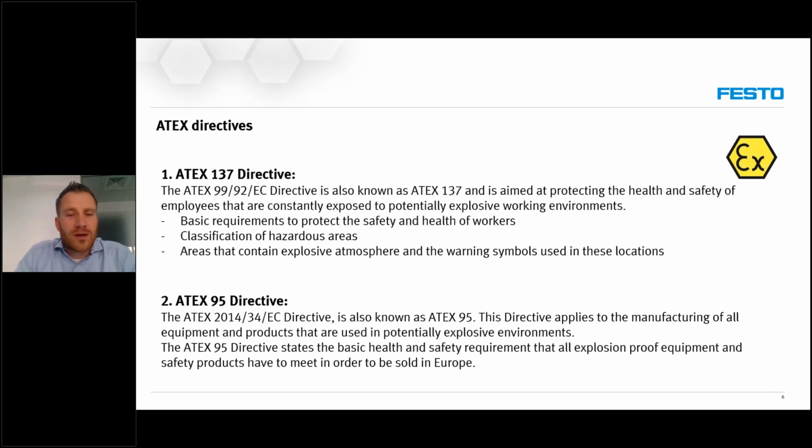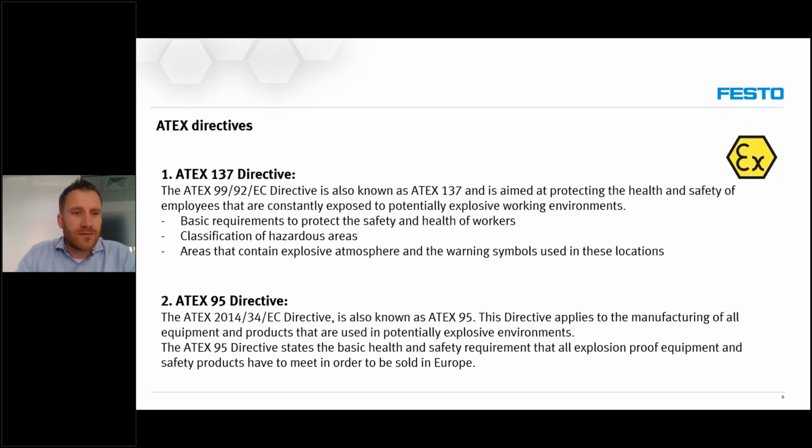For those who are not really familiar with these directives, ATEX is split into two directives, as you can see on the screen. The first, ATEX 137, is mainly focused on the health and safety of employees within companies and organizations. This does not have a direct impact on the ATEX certification of components, which we mainly see in day-to-day requirements. But this directive is very important because in many cases it is an input for the equipment which is eventually going to be used and installed at the site.